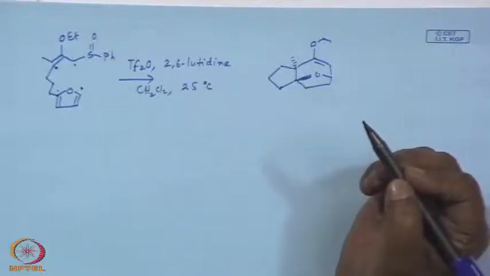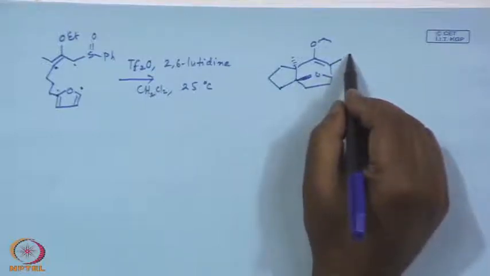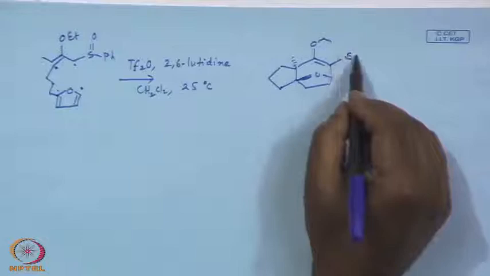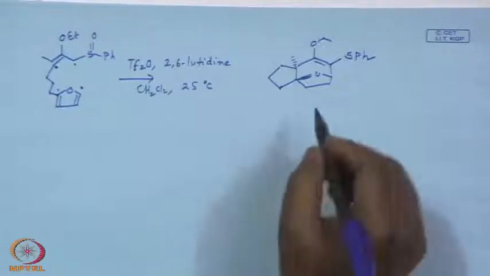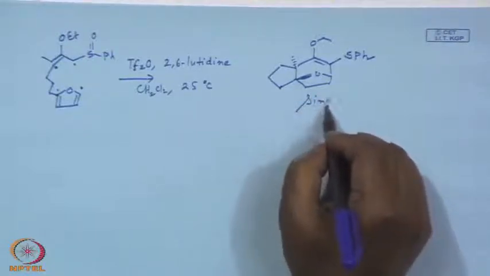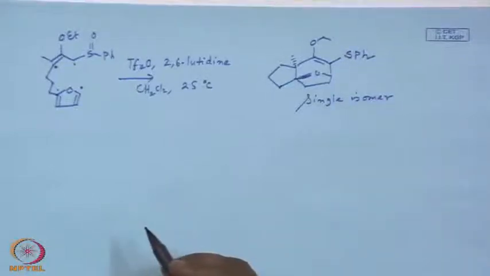Okay. But what else? What you will see here is something quite interesting. You will see now not a sulfoxide. What is it? SPh, a sulfide. Okay. And in this example, you get a single isomer. Out of many possible isomers, you get only a single isomer. Once again, it is an outcome of these steric effects and the reactivities. Okay. It is very difficult to explain.